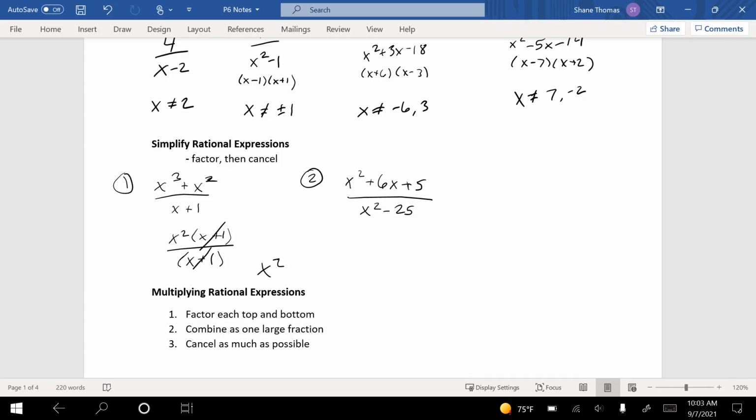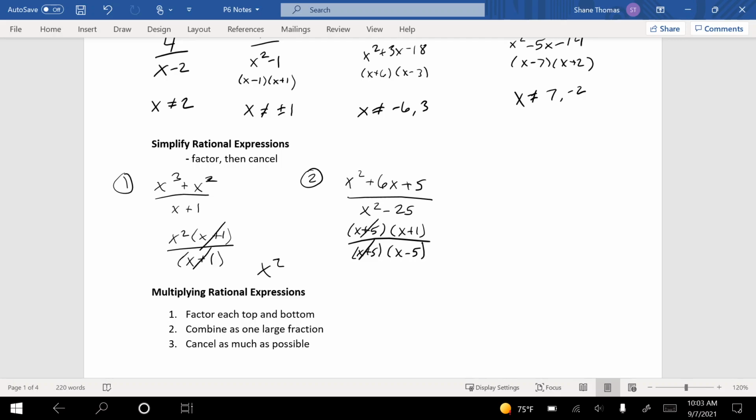All right, what's the top factor to be? X plus 1, X plus 5. Okay, X plus 5, X plus 1. What's the bottom factor to be? X plus 5, X minus 5. Do we have anything in common? Yeah, we do.